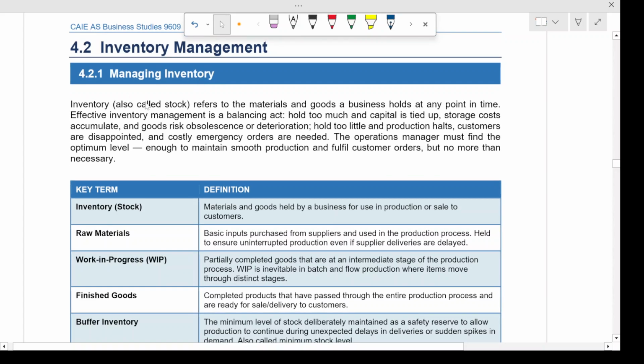So inventory, also called stock, refers to the materials and goods a business holds at any point in time. Effective inventory management is a balancing act. Hold too much and capital is tied up. Storage costs accumulate and goods risk obsolescence and or deterioration. Hold too little and production halts. Customers are disappointed and costly emergency orders are needed.